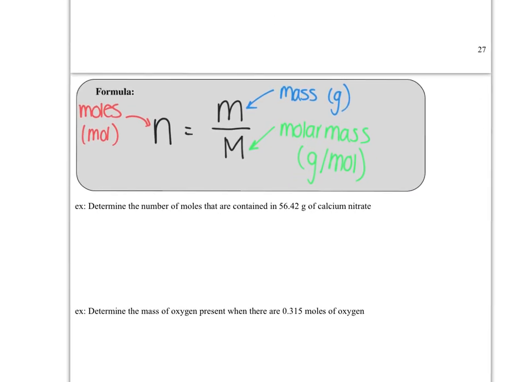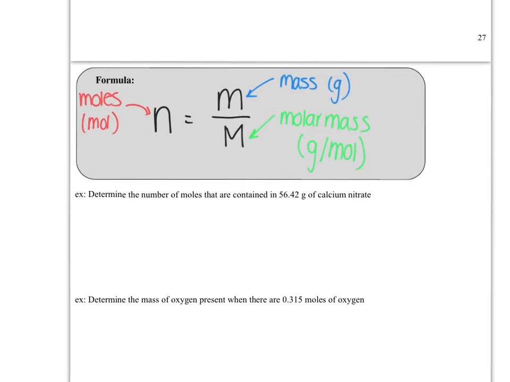Let's try it. Note that I'm going to use the same compounds as we calculated the molar masses for above. If we hadn't already calculated the molar mass, that would be one of our first steps to be able to find moles. So, determine the number of moles that are contained in 56.42 grams of calcium nitrate.